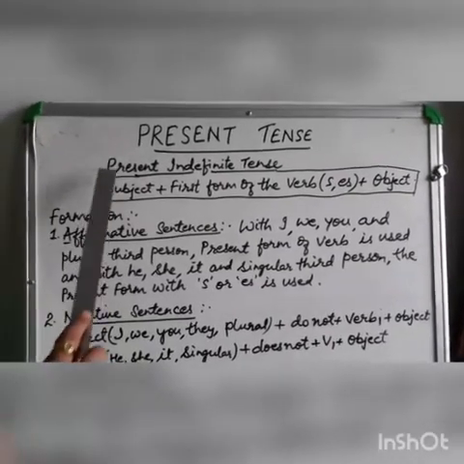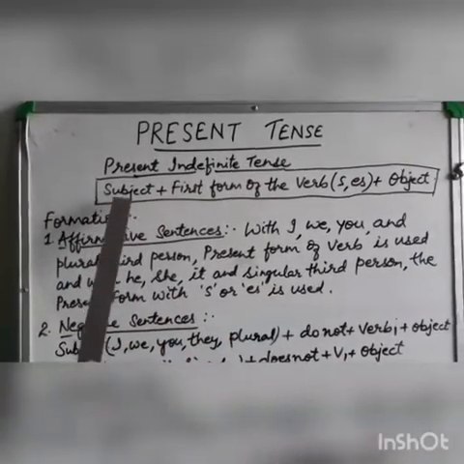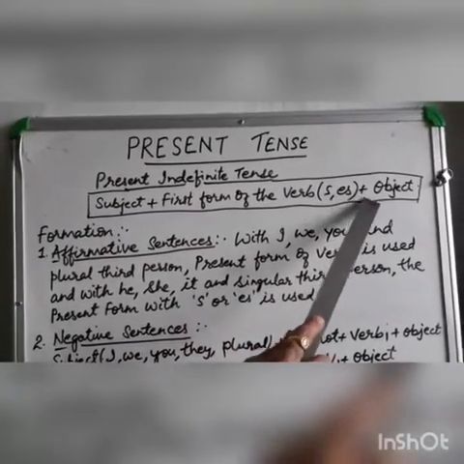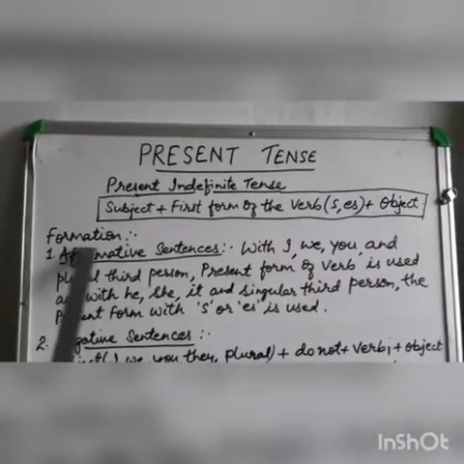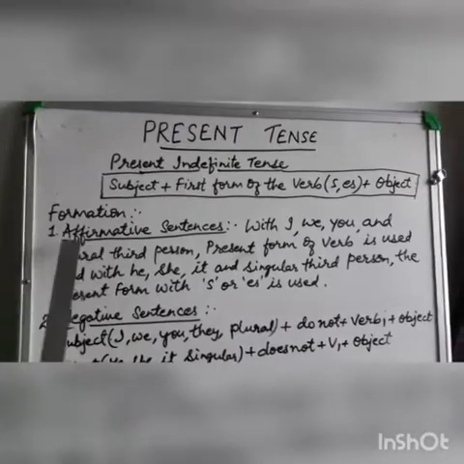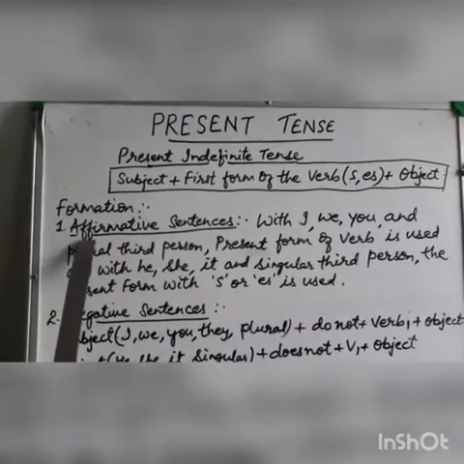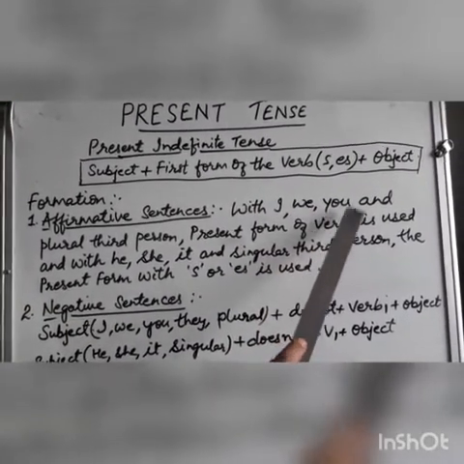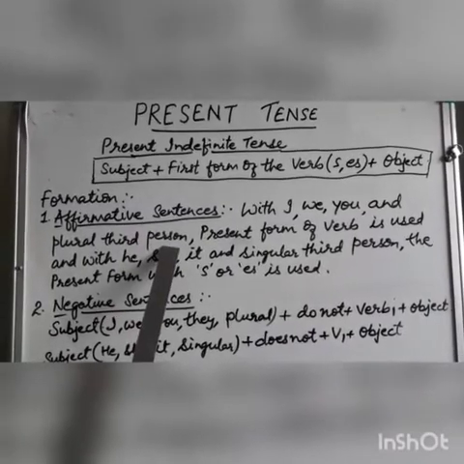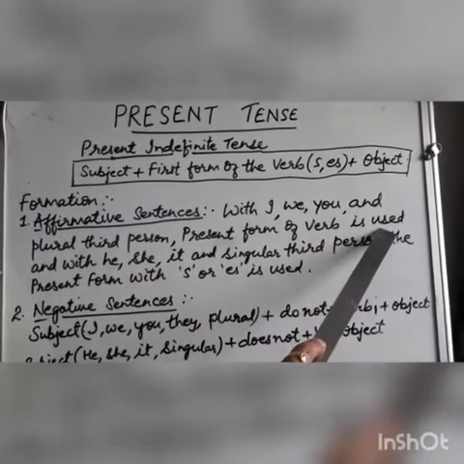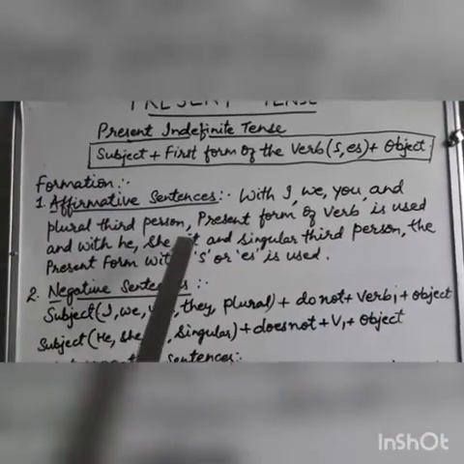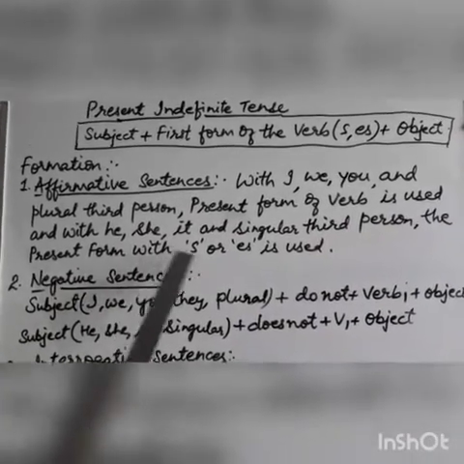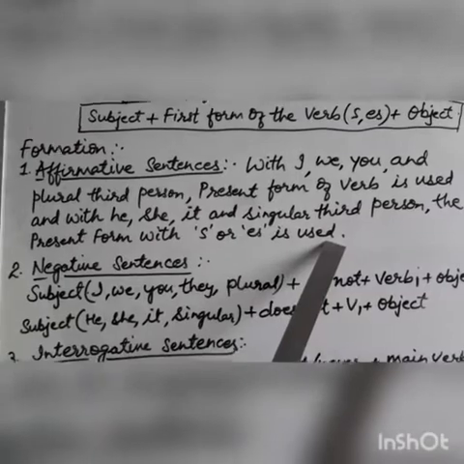Now let us see present indefinite tense. The formula is subject plus first form of the verb with s or es plus object. How are the sentences formed in present tense? If we are making sentences in affirmative, then with I, we, you and plural third person, present form of the verb is used. And with he, she, it and singular third person, the present form of the verb with s or es is used. Look at the example.